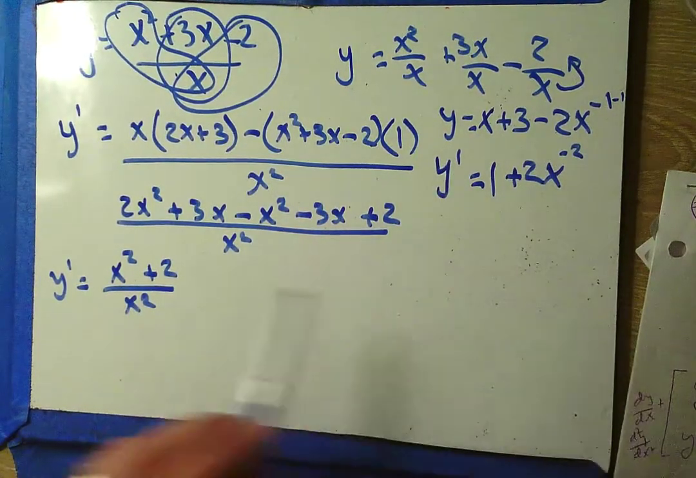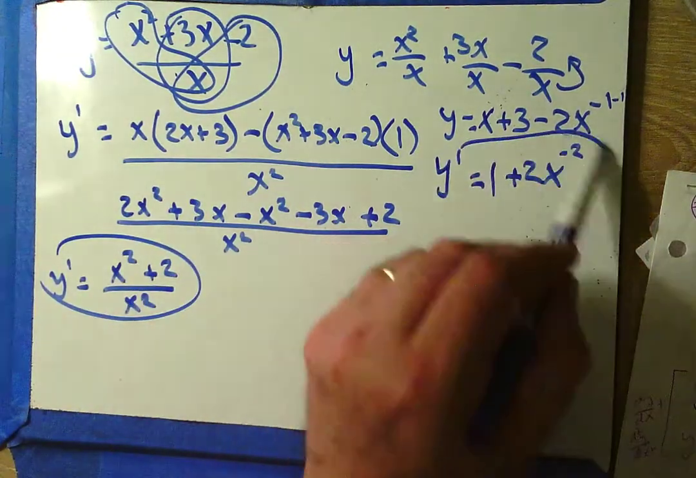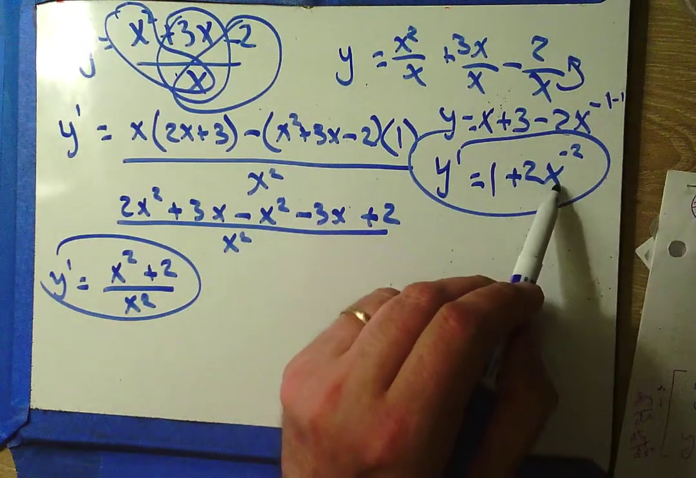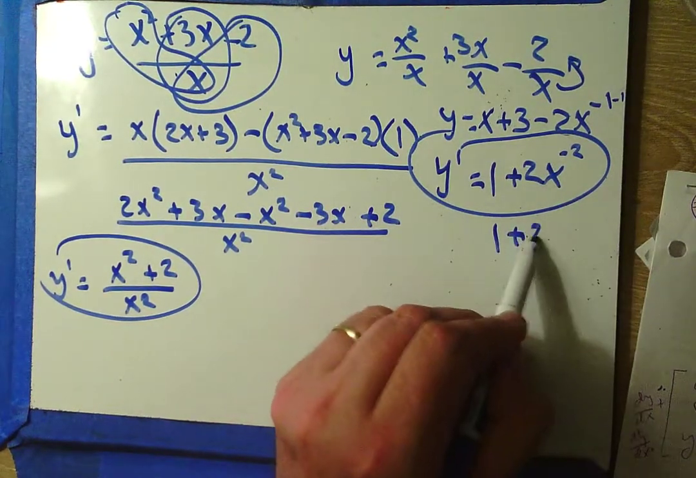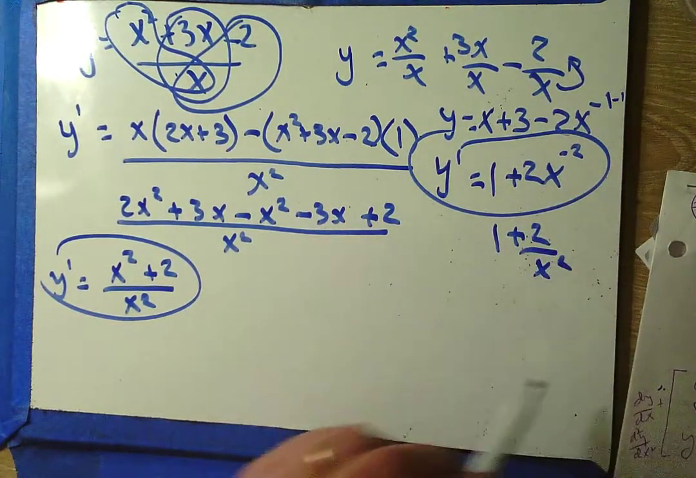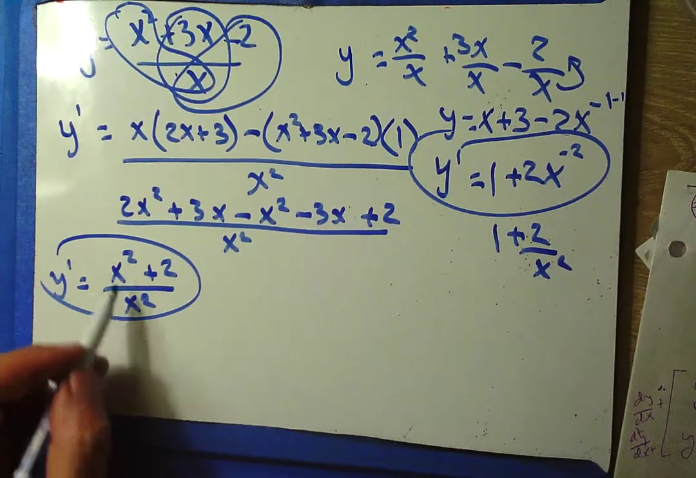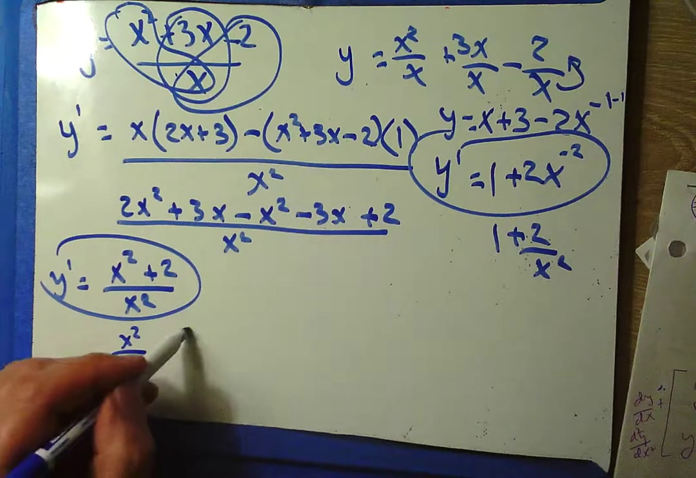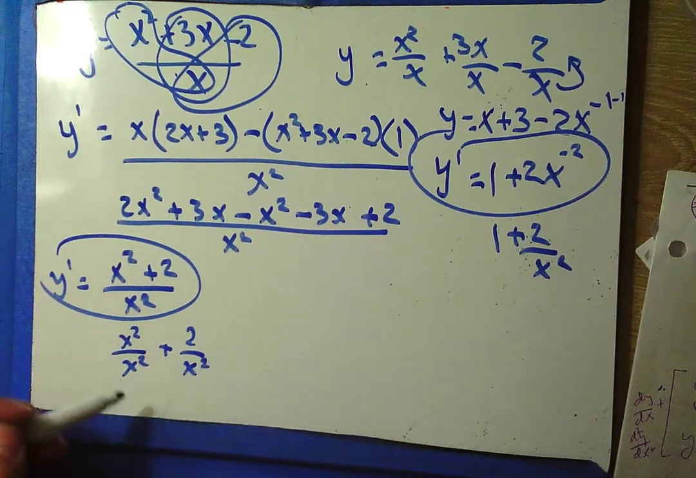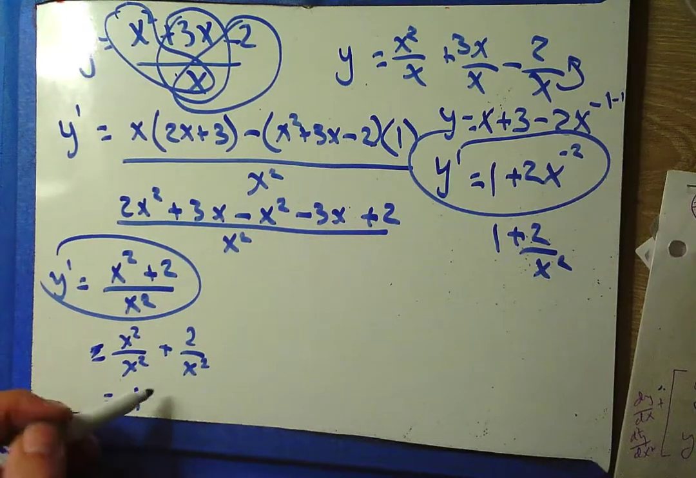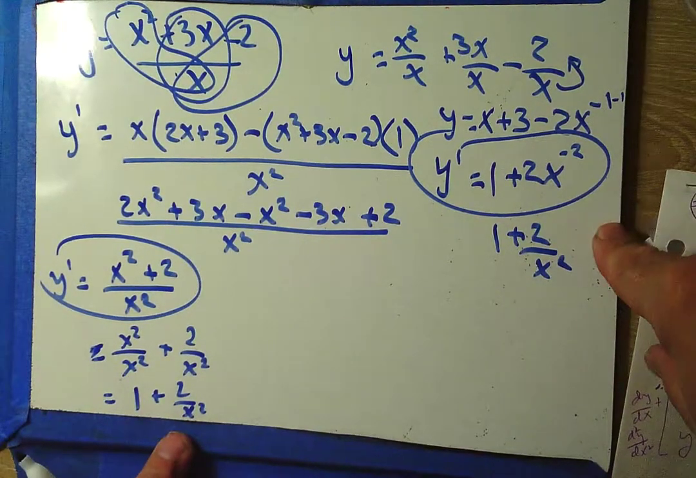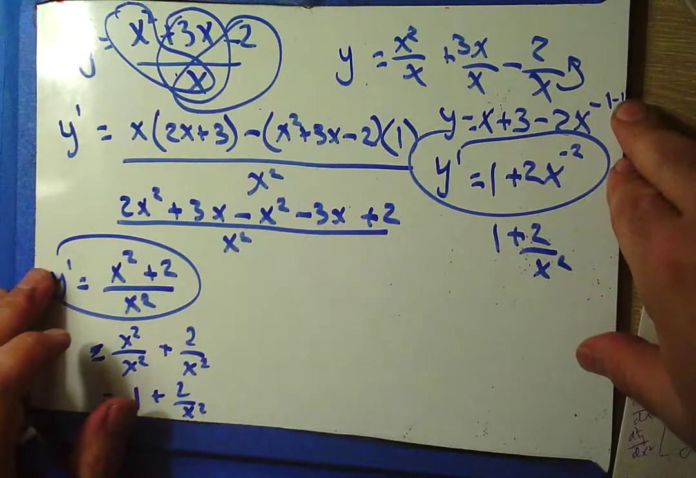Okay, now supposedly these are the same. Can you see how that is? Well, I could rewrite this as 1 plus 2 over x squared, and I can rewrite this one by splitting this up into x squared over x squared plus 2 over x squared to be 1 plus 2 over x squared. So both of these are correct. Both of these are ways to do this problem.